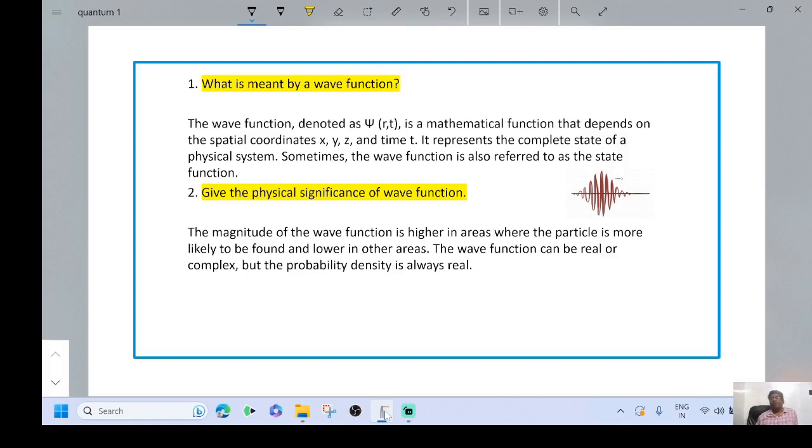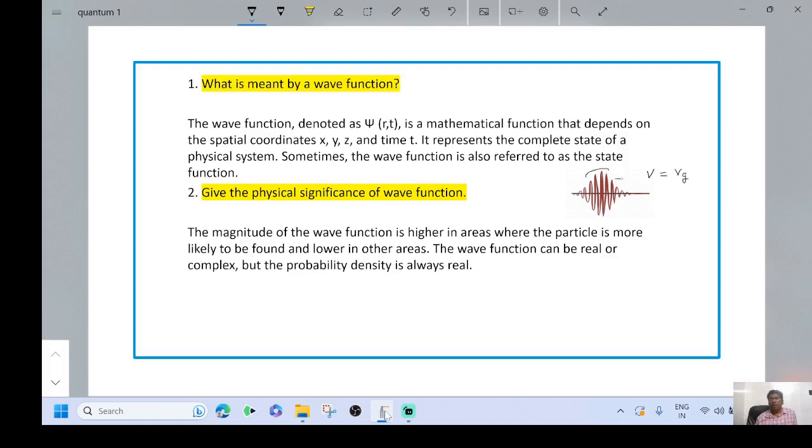Give the physical significance of wave function. The magnitude of the wave function is higher in areas where the particle is more likely to be found and lower in other areas. Say this is a wave packet. Inside the wave packet, a number of waves are present. The entire wave packet may move with one particular velocity called group velocity. Velocity of the particle is equal to group velocity.